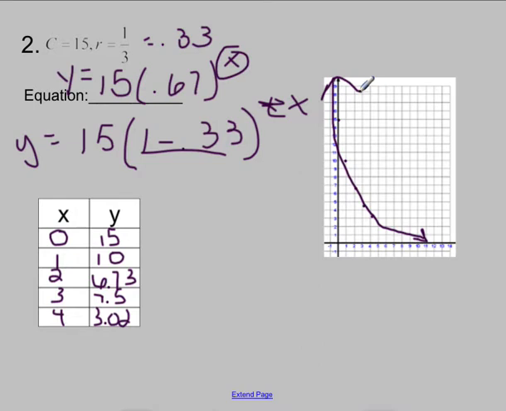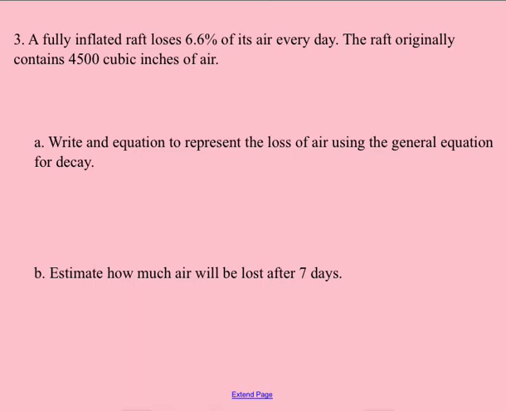Okay? Next, let's take a look at number 3. For number 3, it says a fully inflated raft loses 6.6% of its air. Whenever I see a percent, I like to immediately convert it into a decimal. The raft originally contains 4,500. Remember, it says that the raft loses, so we know we have to use exponential decay because we're talking about going down. It says it originally has 4,500 cubic inches of air. So write an equation for that decay.